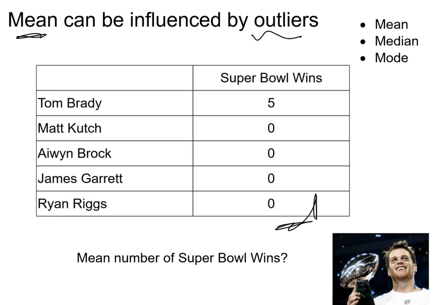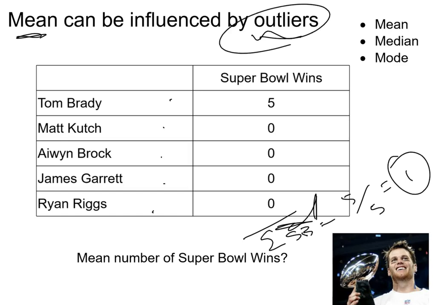And what, 5 plus 0 plus 0 plus 0 plus 0 is a total, right? The summation of all of these Super Bowl wins is 5, divided by the number of observations, 1, 2, 3, 4, 5, divided by 5. On average, there is 1 Super Bowl win per person here. Yep, clearly that's influenced by outliers, right?